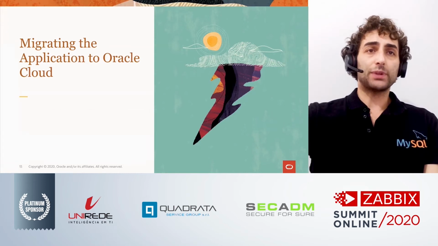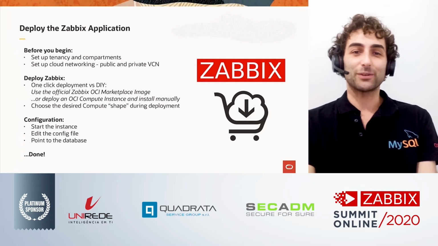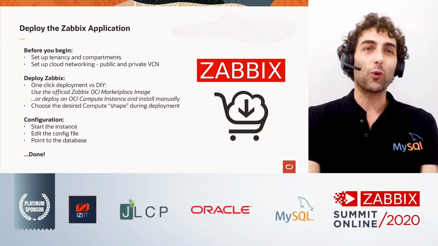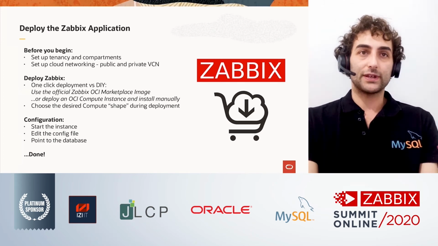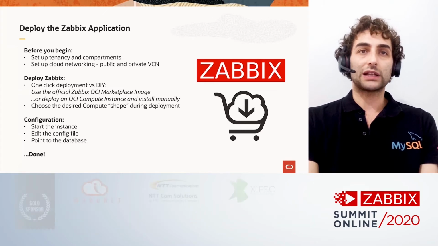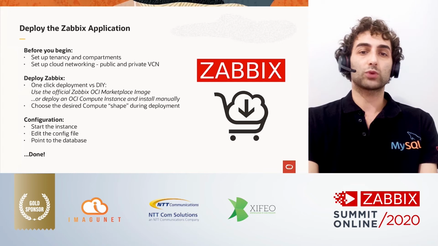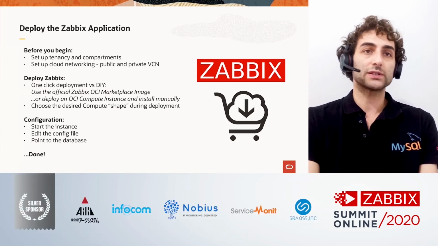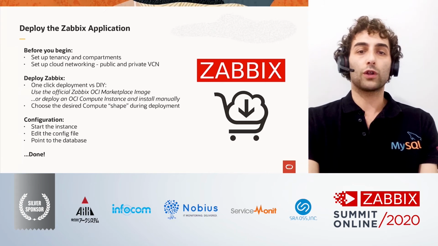Migrating the Zabbix application, as I have learned from the colleagues from Zabbix support, it is straightforward. So before you begin, you just need to set up the tenancy and the compartments. Then you need to set up the cloud networking, so the virtual cloud network with private and public subnet. And then you need to deploy the Zabbix server on a VM.